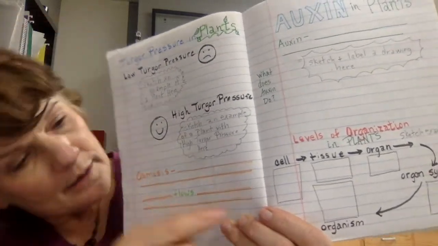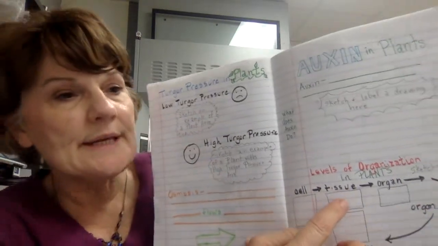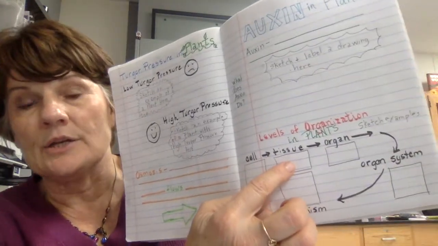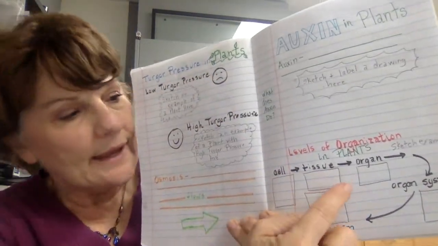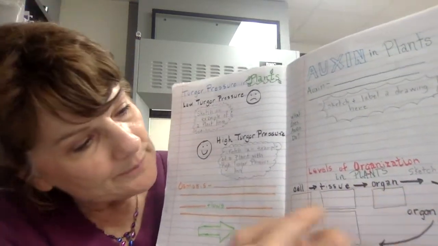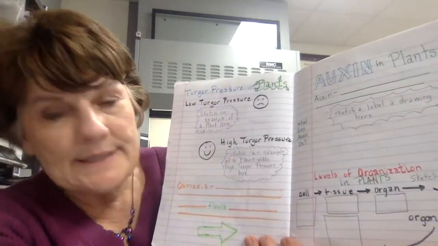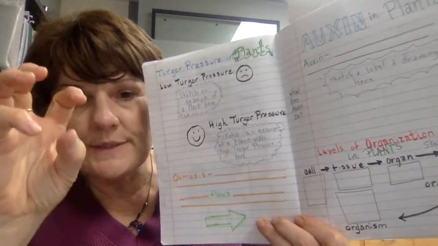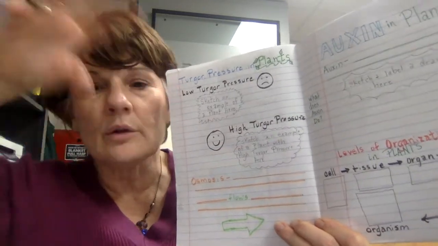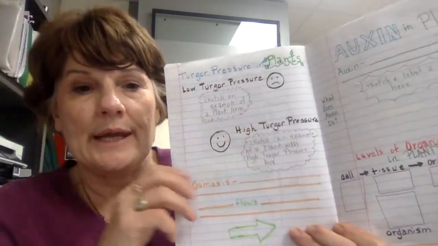And then levels of organization. Draw me a plant cell. Then what is plant tissue? There's an example of it in the assignment today. And then an organ like a leaf or a whole root or the stem. That's an organ. The organ system would be the whole root system or all of the leaves, and then the organism is the complete plant.